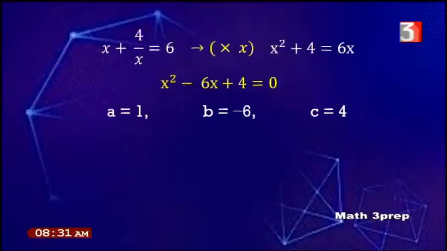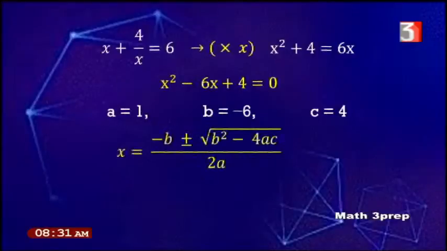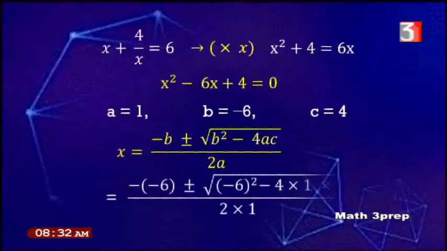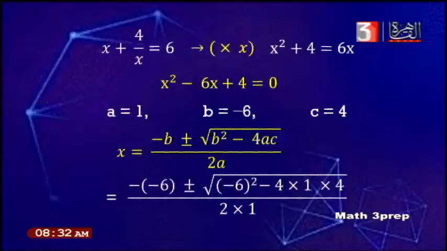Can you substitute to find the value of x? Yes, by using the formula, which is negative b, positive or negative, square root of b squared minus 4ac, over 2a. Then by substituting, x equals negative, in brackets negative 6, positive or negative square root of, as b is negative, it is written between brackets, negative 6 all to the power of 2, minus 4 times a, which is 1, times c, which is 4, over 2 times 1, which gives 2.